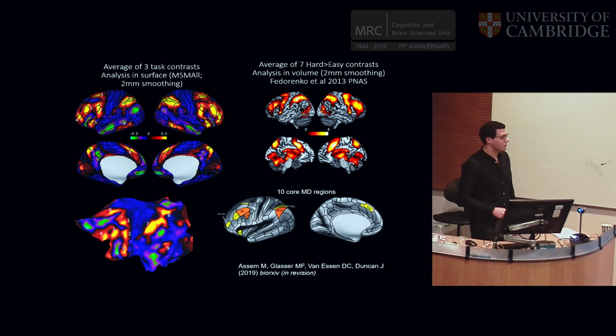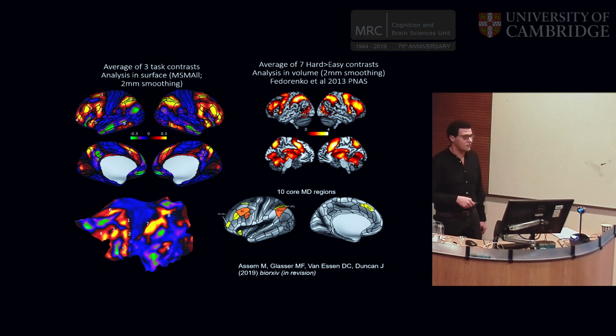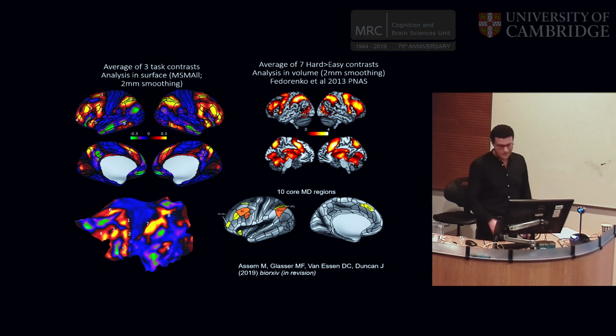And to relate it to the parcellation, we are able to identify 10 core regions, which are the most strongly activated across these 3 tasks. So just 10 regions out of 180 regions. That's very precise.